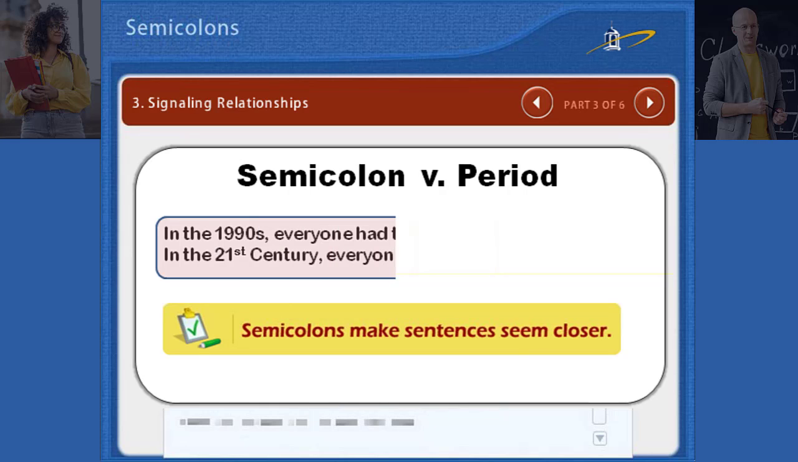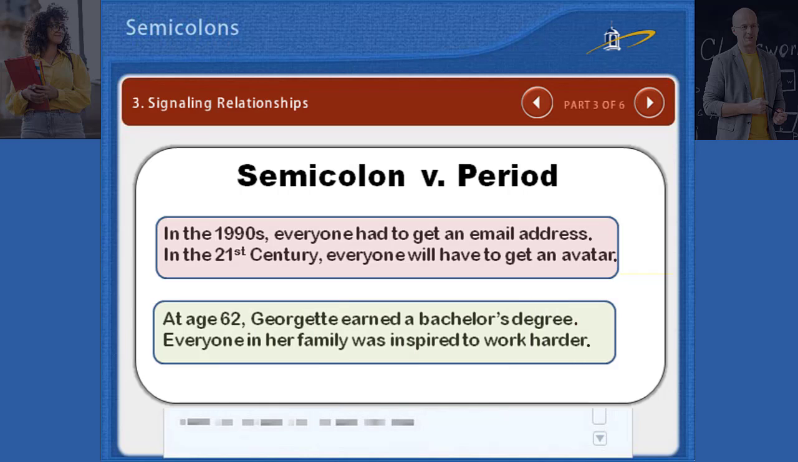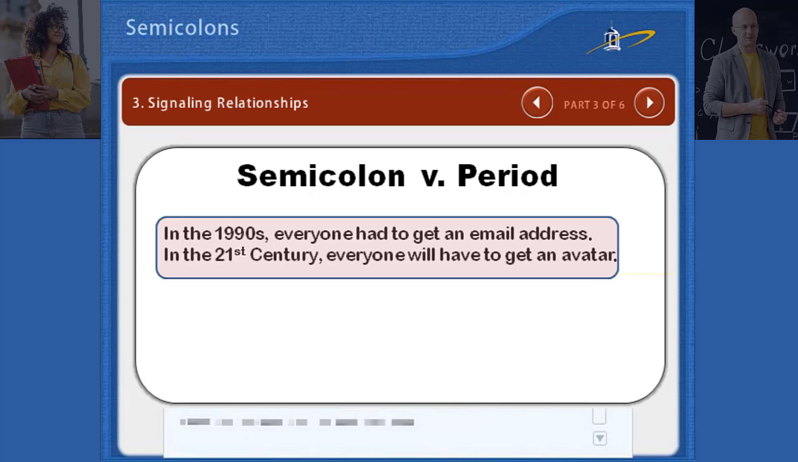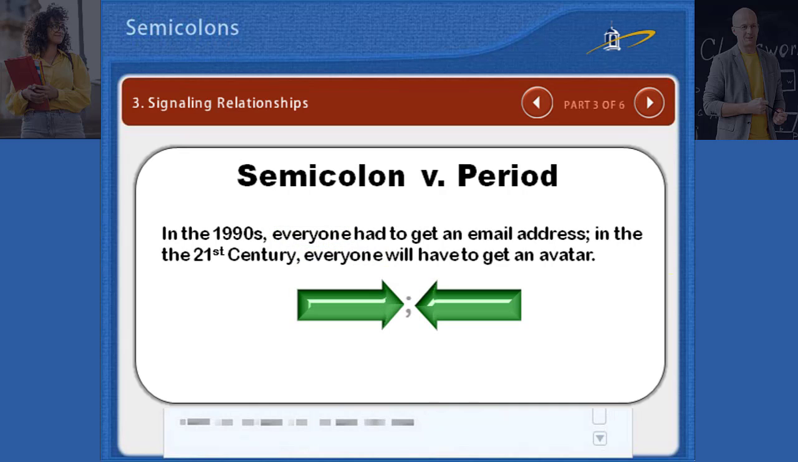Okay, here let's look at these pairs of sentences. In the 1990s, everyone had to get an email address. In the 21st century, everyone will have to get an avatar. At age 62, Georgette earned a bachelor's degree. Everyone in her family was inspired to work harder. Now, which pair of sentences would benefit more from the semicolon? Definitely the first pair. Okay, why? Well, both sentences have the same order. First the date, then the word everyone, then what everyone had to get. They're closely related in a way the second pair isn't.